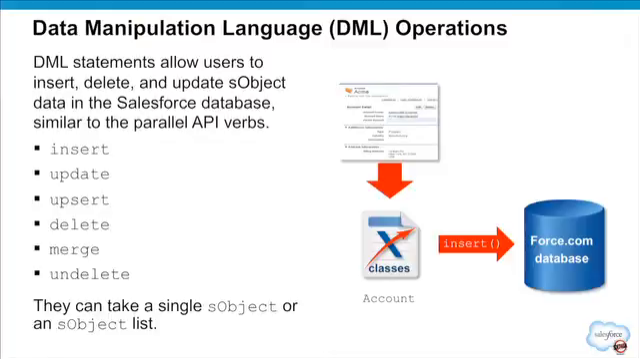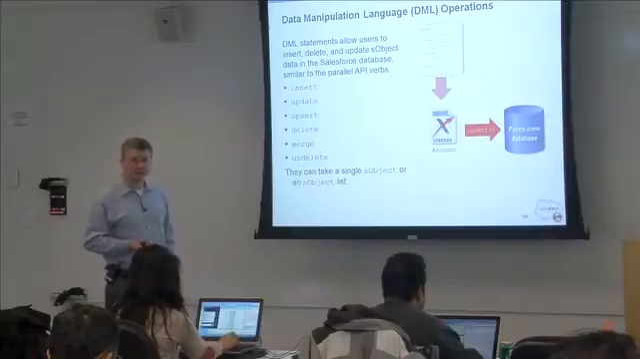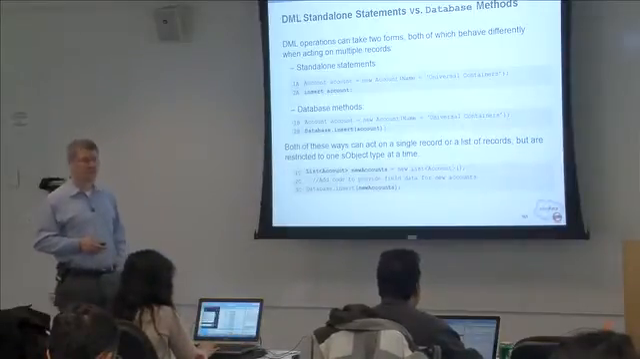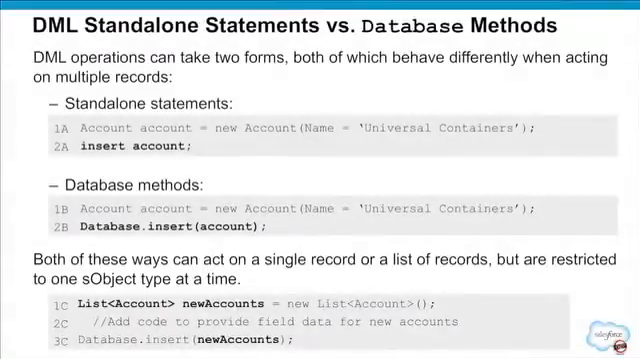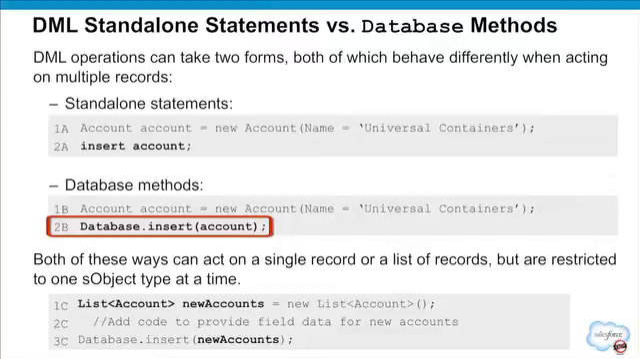When we are modifying the database, we can supply either a single record, a single SObject, or a list of SObjects. Let's take a look at the syntax that we would use within Apex to accomplish this. On line 2A, we have insert account, and so we can use a set of keywords to perform these different types of operations. Now, on line 2B is a method, Database.insert an account.